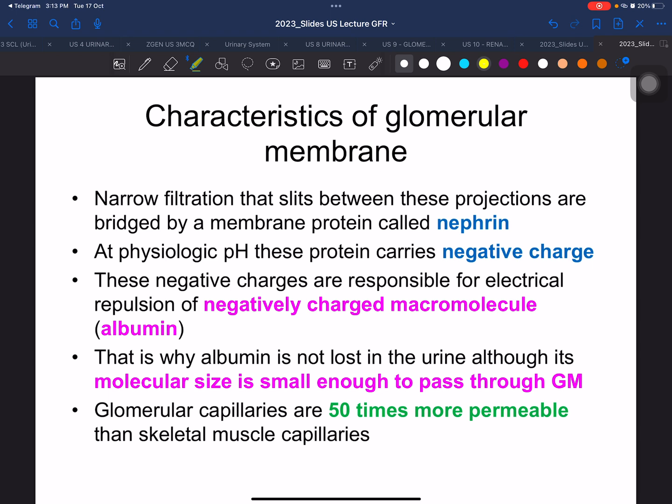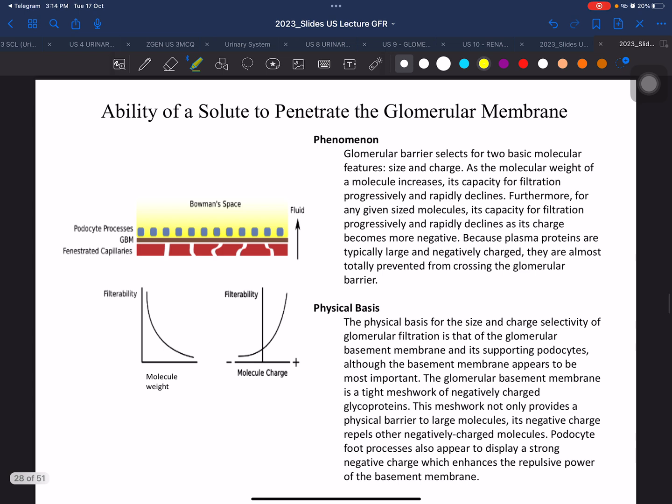This is just to show you in the figure, in terms of the graph. You see on the y-axis the filterability and then the molecular weight. The higher the molecular weight, the lower the filterability, and then the molecular charge also has a relationship with the filterability.